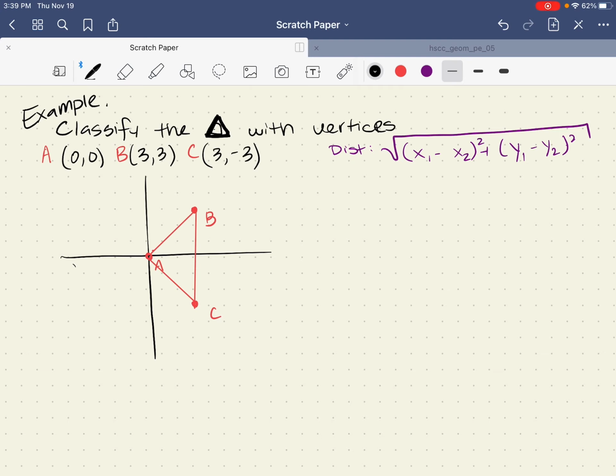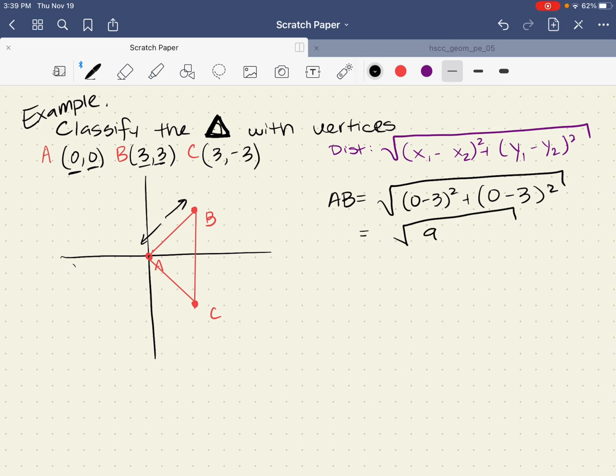All right, so the first thing we're going to find is AB. So I want to figure out how long this side is right here. So I'll write it down. AB equals the square root. I'll take my first x, which is 0, and I'll subtract 3 from it. So I'll go (0 - 3) to the power of 2 plus, and then I'll take my first y, which is also 0, and I'll subtract my second y and raise it to the power of 2. And this gives me, real quick math, 9 plus 9, which is equal to the square root of 18. Okay, now I'm going to leave it like that.